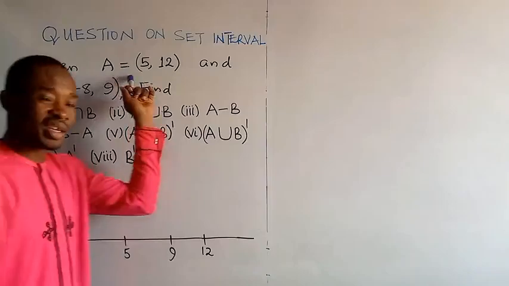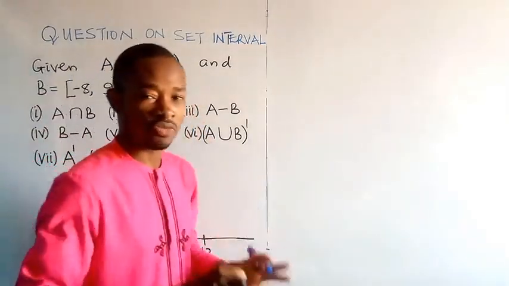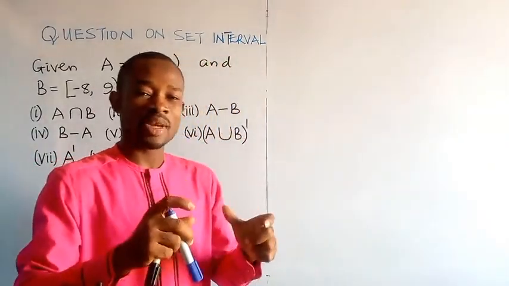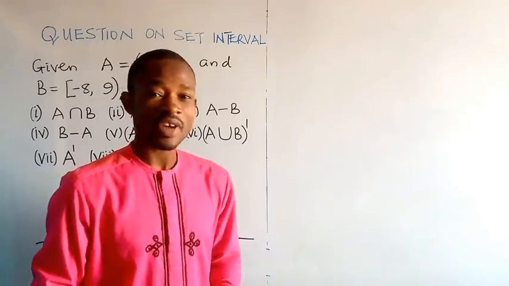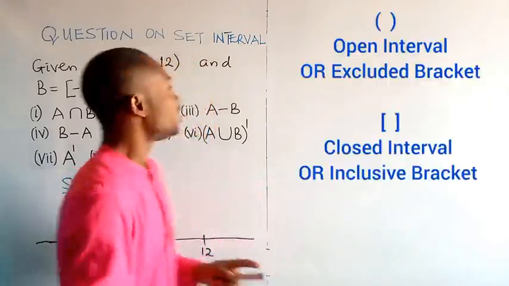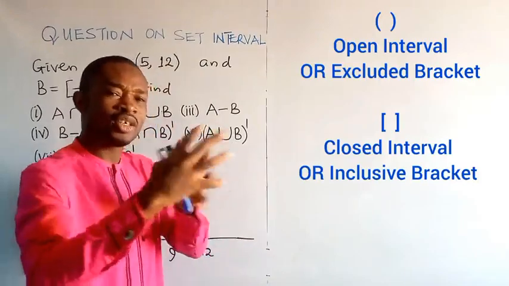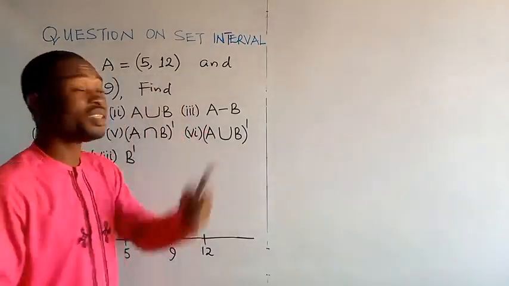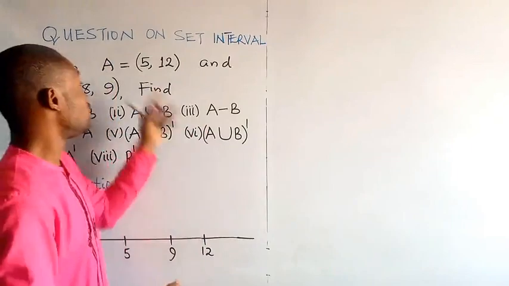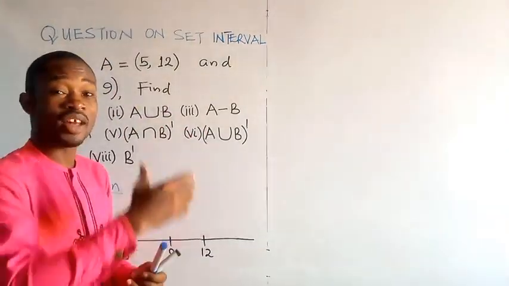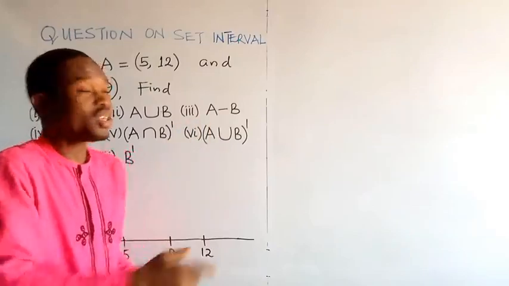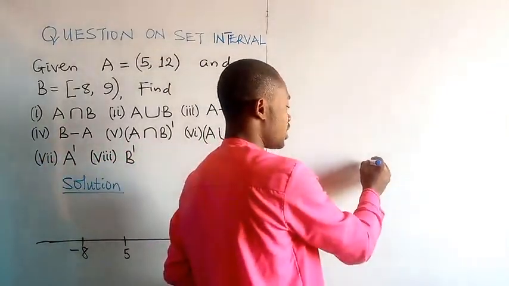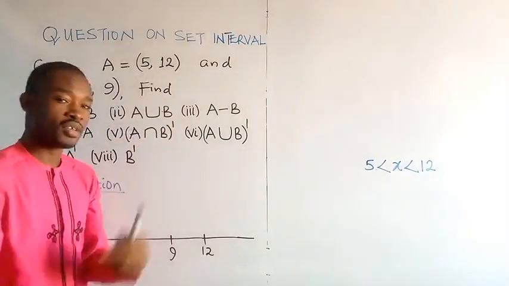So this set A, given in this interval notation form, 5, 12, simply defines the set of elements between 5 and 12. 5 and 12 are not included. Using the knowledge of inequality, we can express this in range form. You have 5, 12. It means that the value of the elements, say x, is greater than 5 but less than 12. This is the definition of this set. You want to take note of that.